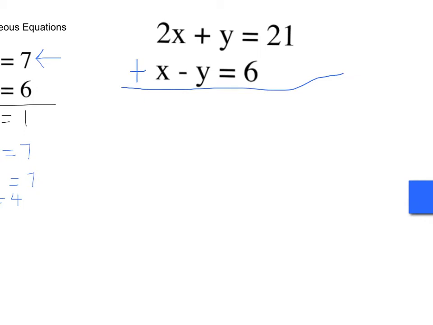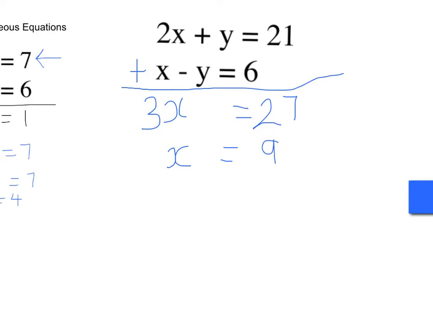2x plus x gives me 3x. Y minus y gives me 0, so I've eliminated it. Remembering a plus and a minus makes a minus. And 21 plus 6 gives me 27. If 3x is 27, x must be 9.